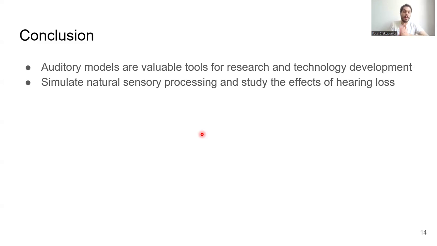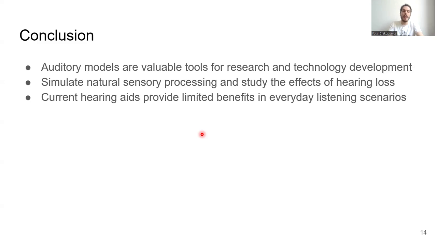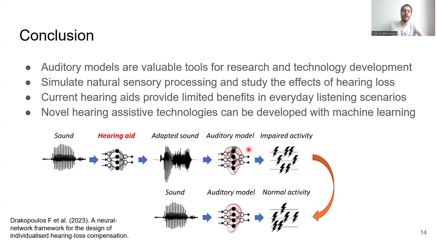And although cochlear implants and hearing aids have been very successful in restoring audibility for many listeners with hearing loss, current hearing aids still provide only limited benefits in complex acoustic scenarios and everyday listening conditions, such as speech and noise. And this is where machine learning and all these research advances in deep learning come into play, because these computational tools provide now the potential to design new hearing assistive technologies that can better serve the large population of people with hearing loss.